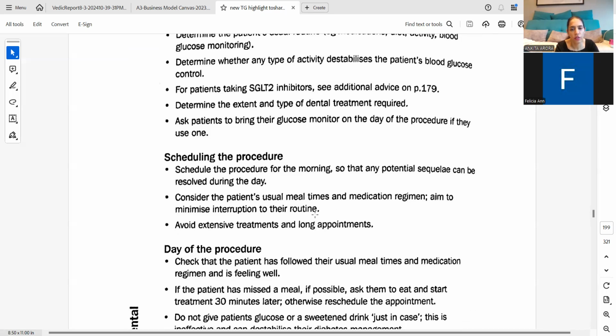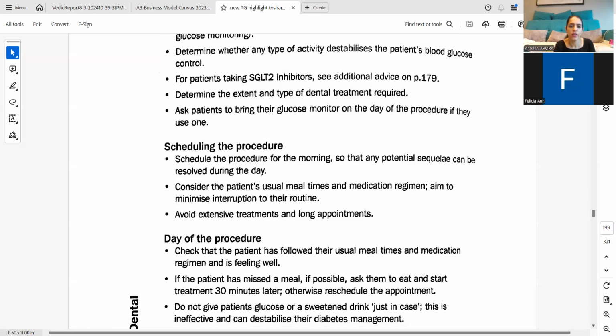So if they are having breakfast, you have to set the appointment so that they come after that and before their lunchtime. Your treatment procedure should not be lengthy enough to involve their lunch hours. Avoid extensive treatments and long appointments.